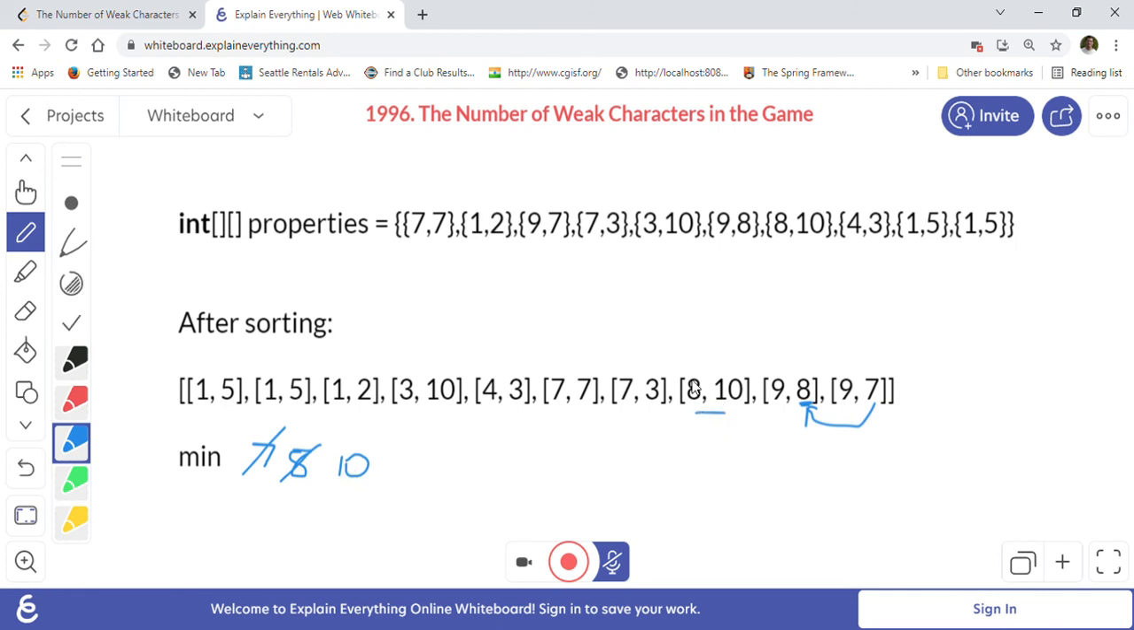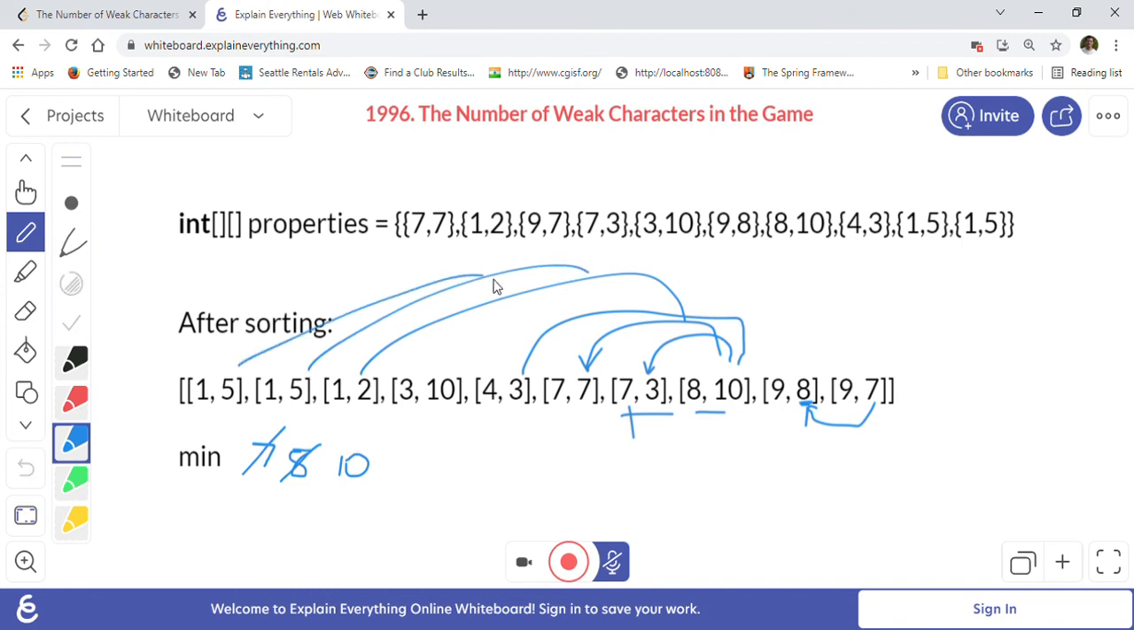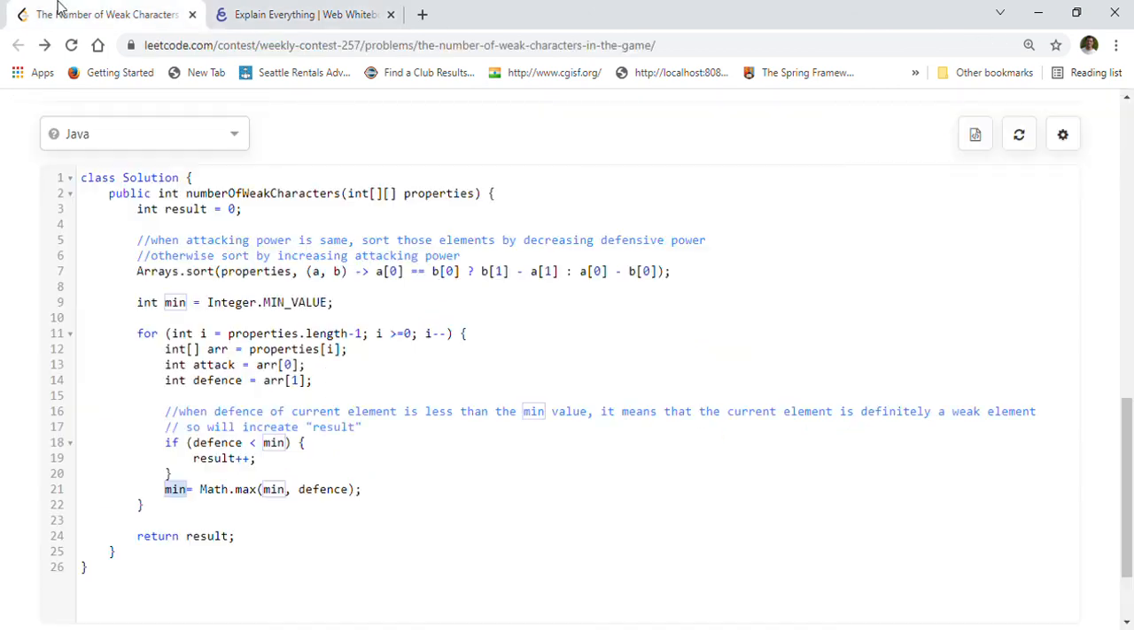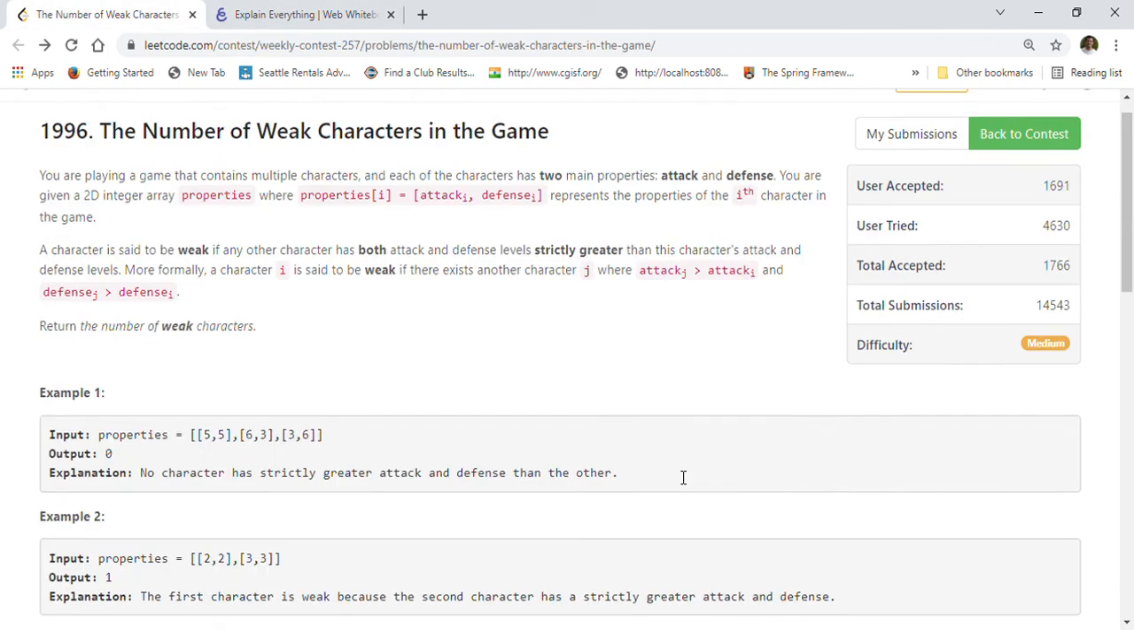Min becomes 10, and after that when we look at this one, 3 and 10, this one is lesser than the min, so this is a weak pair, right? Here also 7 is less than 10, so this is also a weak pair. Here also 3 is less than 10, so it is also a weak pair. Here also 2, then 5, and this 5 also, all less than 10, right? And because of the way the array is sorted, the first attacking power will always be less than this 8, 1, so we don't have to worry about that. We only have to check the defense power, because of the way the array is sorted.